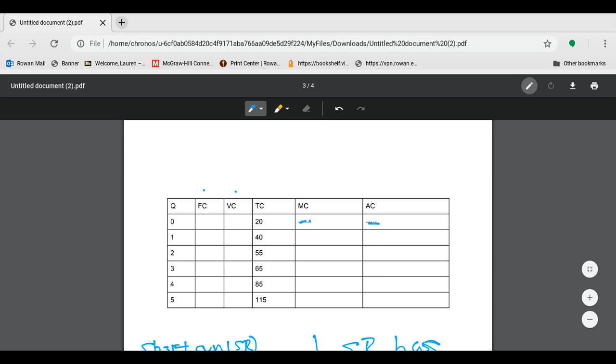One thing to remember about the relationship of fixed cost and total cost is that fixed costs don't change. They're fixed at a certain number, and they're that amount for any quantity we're selling. So this is going to be one number all the way down.